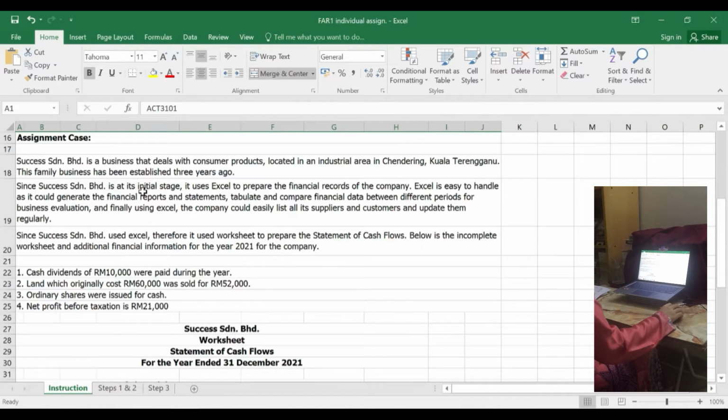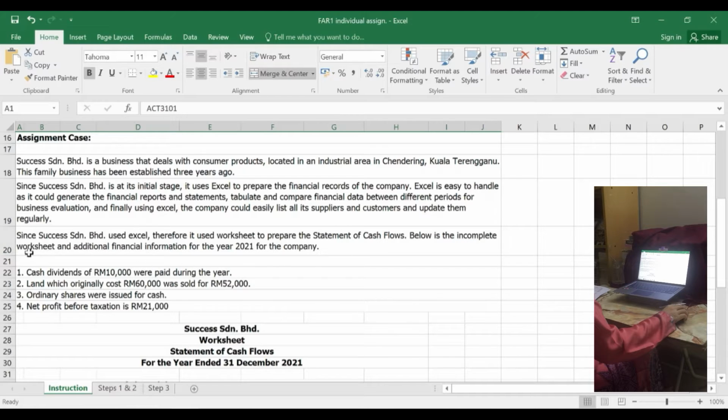Since Success Sdn Bhd is at its initial stage, it used Excel to prepare the financial record of the company. Excel is easy to handle as it could generate the financial report and statement, tabulate and compare financial data between different periods for business evaluation. And finally, using Excel, the company could easily list all its suppliers and customers and update them regularly. And since Success Sdn Bhd used Excel, therefore it used worksheet to prepare the statement of cash flow.